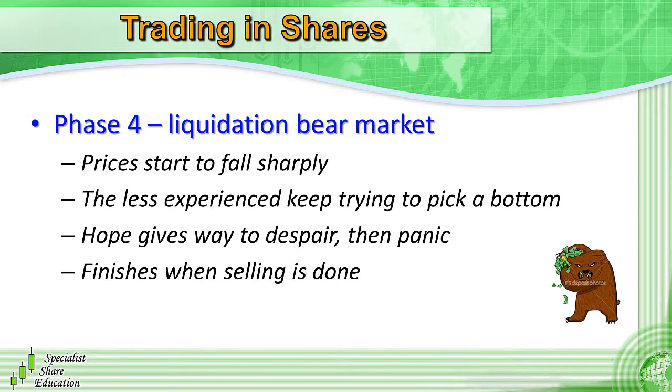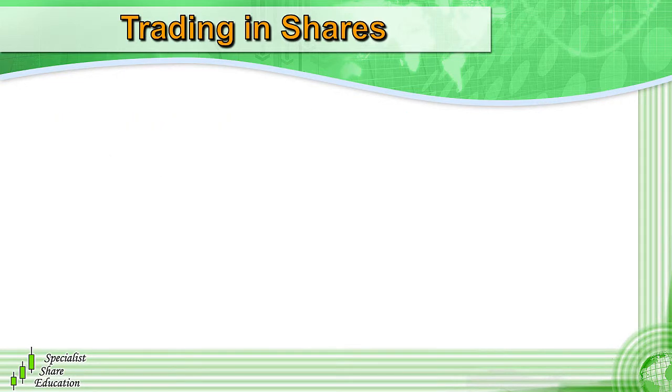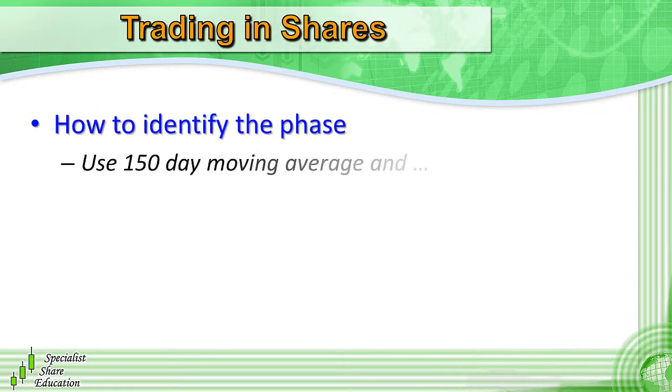And invariably the price has gone too far at that stage, and the stock is particularly undervalued at that point. Phase 4 liquidations have little regard for value, and this is when you can sometimes pick up some terrific bargains. So how do we actually go about identifying the phase?